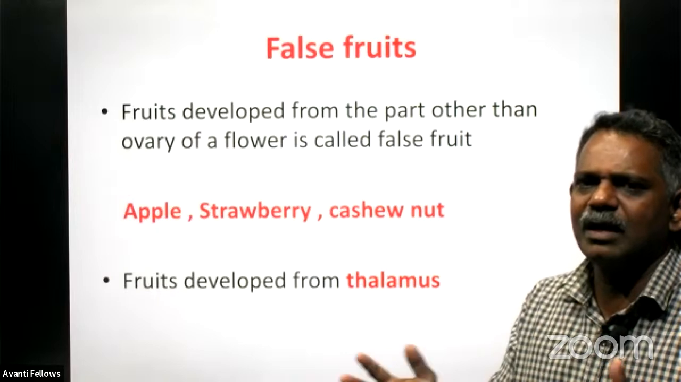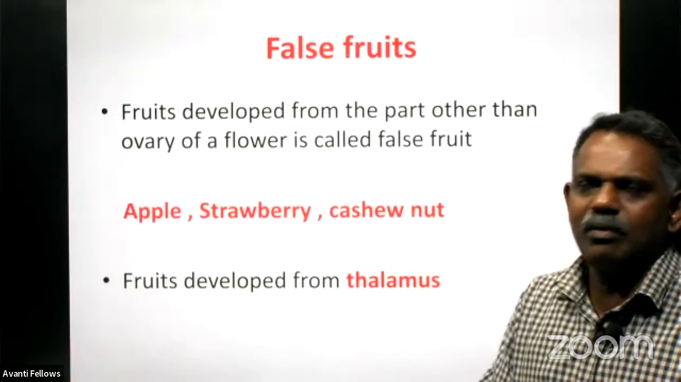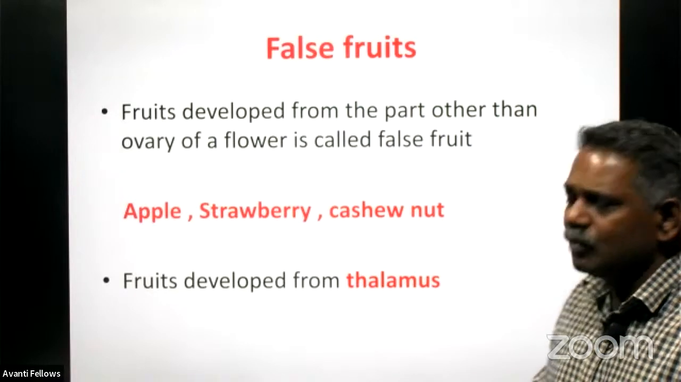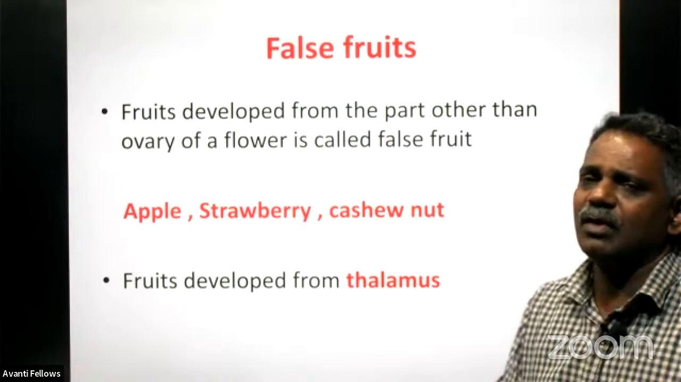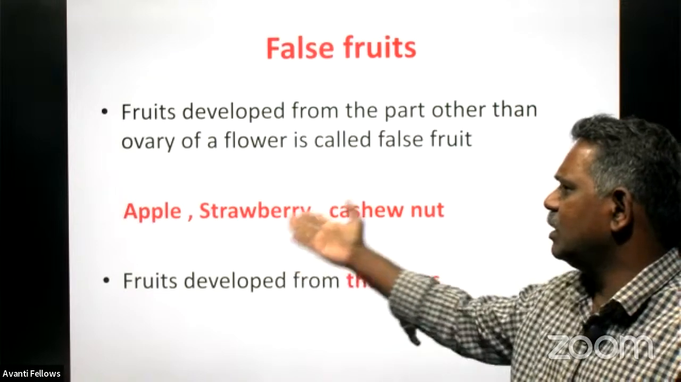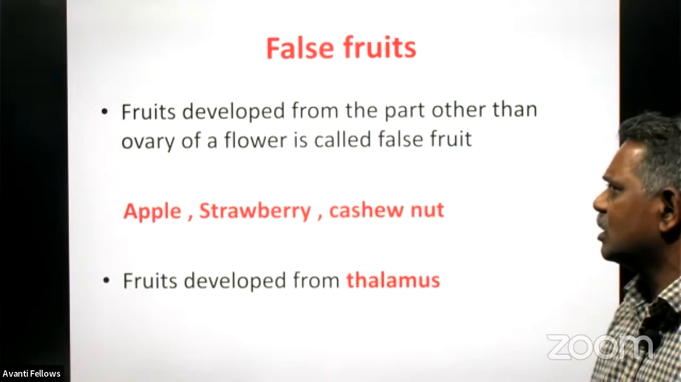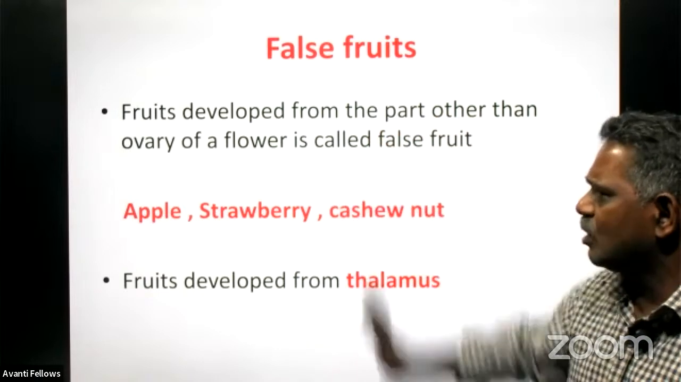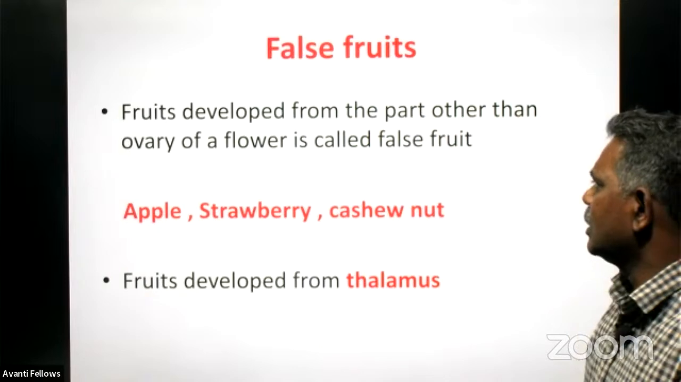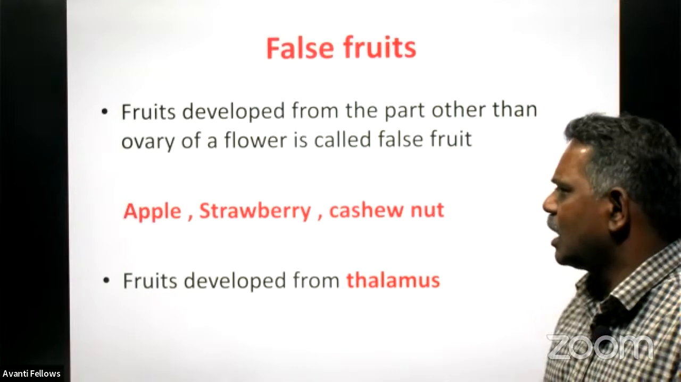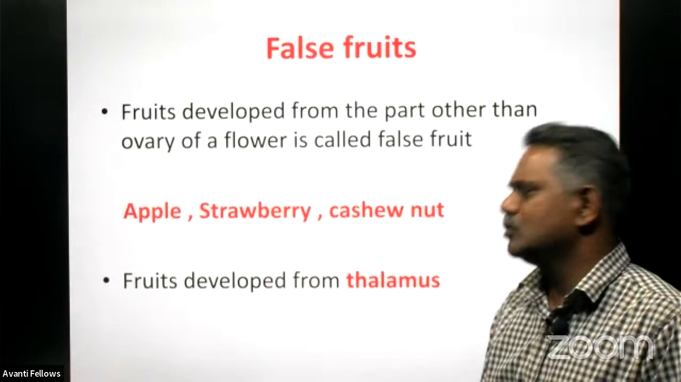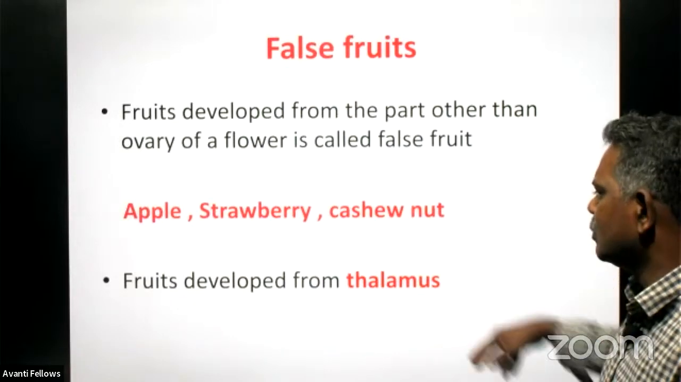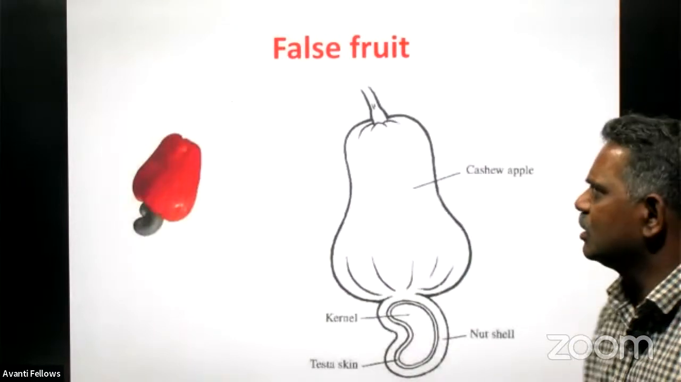The ovary wall gets thickened and becomes fleshy, and that develops to become the fruit in the case of the real, true fruit. And what is the other one called? The false one. Examples: apple, strawberry, cashew nuts, etc. Fruits that develop from a part other than the ovary of a flower are called false fruits, right? Apple, strawberry, cashew nuts are all examples of false fruit, because these fruits are developed from the thalamus region.